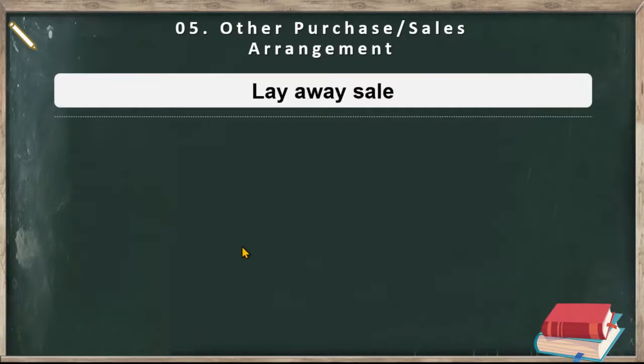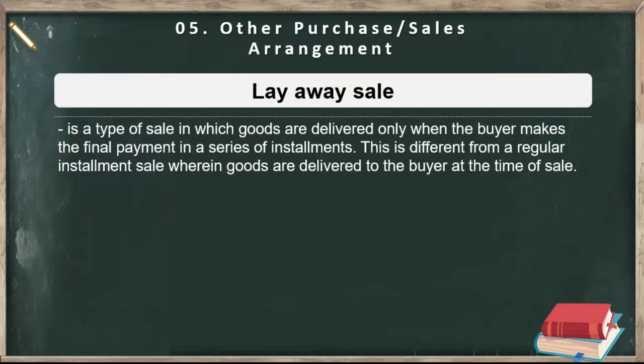Then we also have the layaway sale. So, sa layaway, it's common sa mga jewelries, sa mga pawn shop. So, na layaway nga sale. So, it's a type of sale in which goods are delivered only when the buyer makes the final payment in a series of installments. So this would be different from irregular installment wherein goods are delivered to the buyer at the time of sale. This one is dili pa i-release ang item to the buyer.